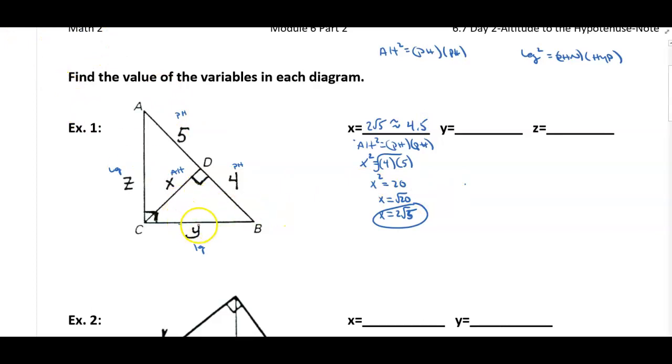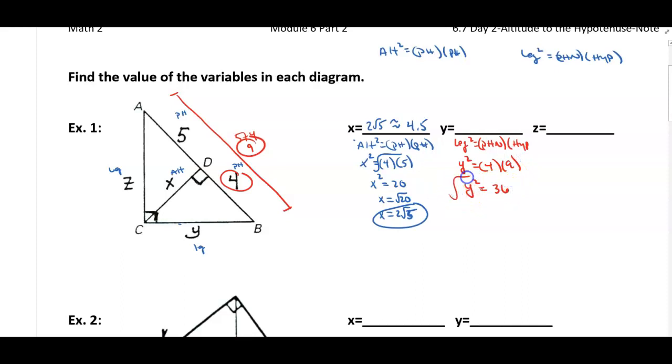Now we're going to go and find y. Y is a leg. So we're going to say leg squared is piece of hypotenuse nearby times the whole hypotenuse. Okay? So leg squared, so right away I'm going to say leg is y. So y squared equals piece of hypotenuse nearby y is 4 times, what I have to do here is add these together, 5 plus 4. The whole hypotenuse is 9, so times 9. So y squared equals 36. Take the square root. Y equals 6.